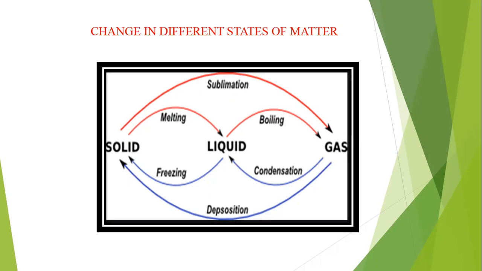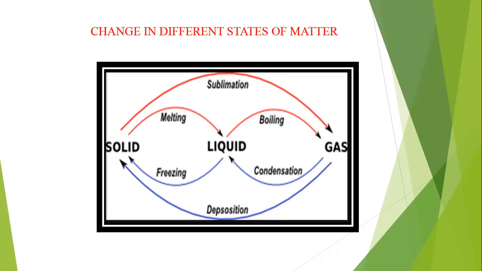So here, children, see, when you heat a solid, it changes into liquid, right? This process is called melting or fusion. And the reverse of this, when you cool the liquid, the liquid freezes into the solid at the same fixed temperature. This process is called freezing, right? So solid to liquid is melting, and liquid to solid, when it cools down, is known as freezing.